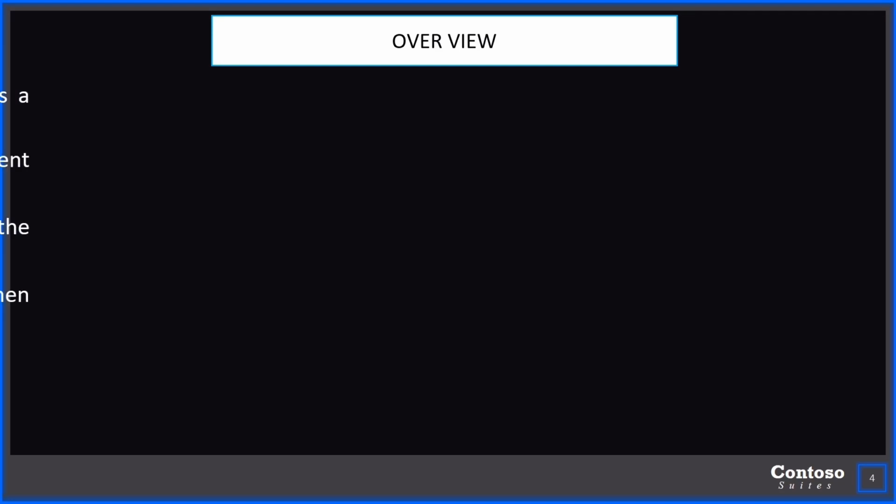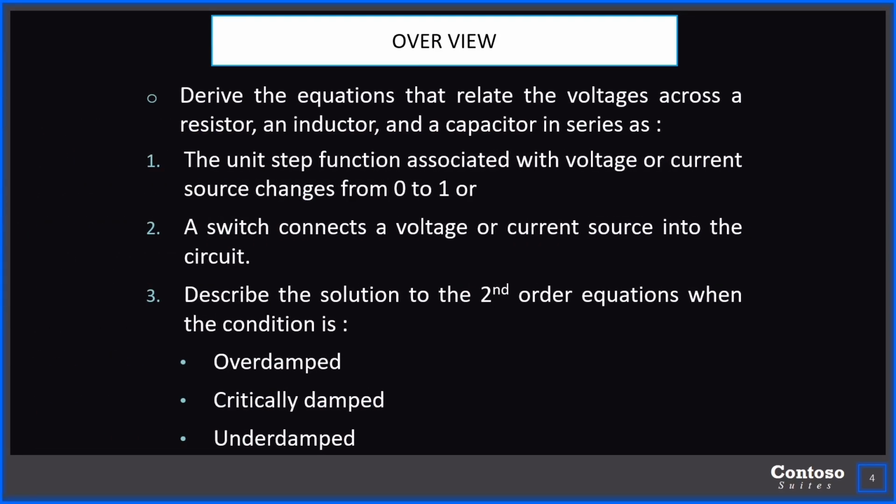Okay, today I want to talk, a simple overview about the step response of series RLC circuit. First, derive the equations that relate the voltage across a resistor, an inductor, and a capacitor in series as the unit step function associated with voltage or current source changes from 0 to 1, or a switch connects a voltage or current source into the circuit. Second, describe the solution to the second order equations when the condition is overdamped, critically damped, and underdamped.